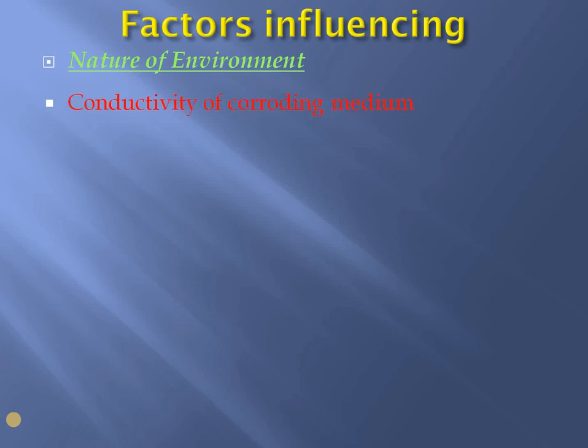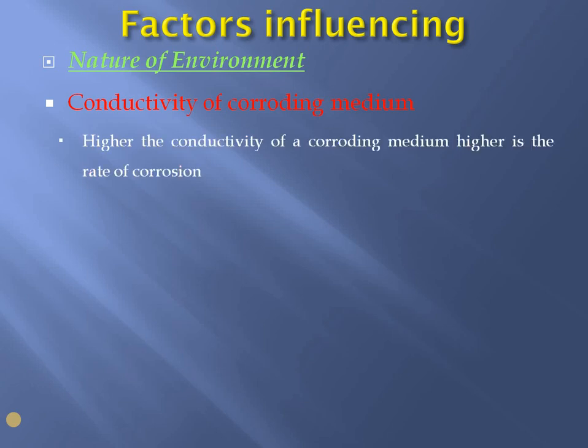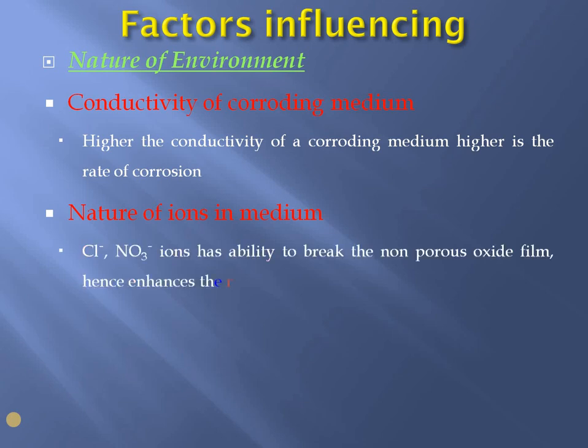Next factor is the conductivity of the corroding medium. Higher the conductivity of the corroding medium, higher will be the rate of corrosion. Then nature of ions in the medium. Now certain ions, if they are present in the medium, enhance the corrosion.